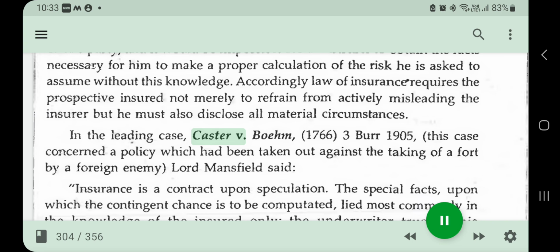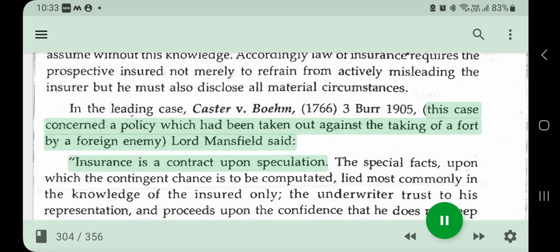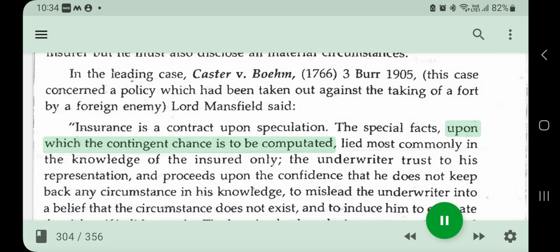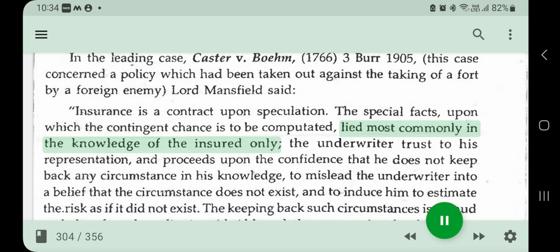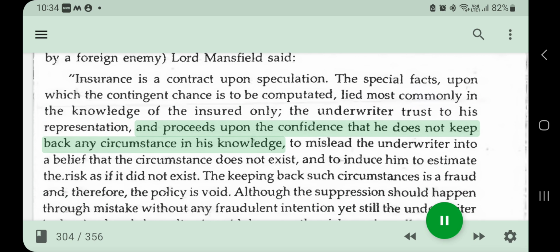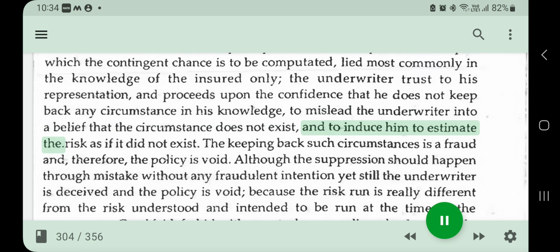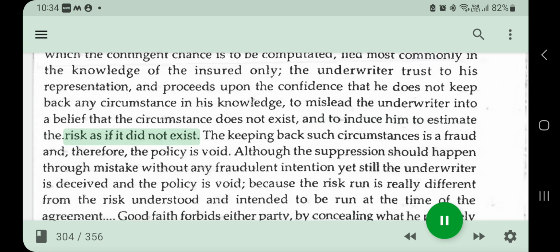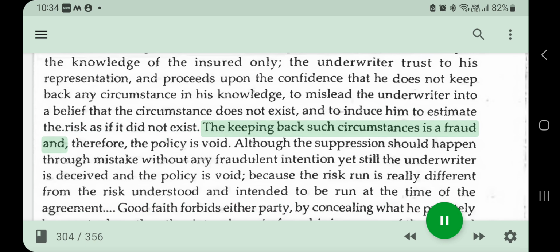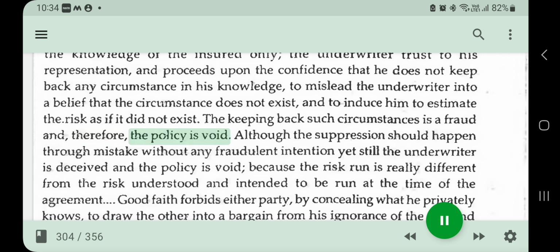In the leading case, Carter v. Boehm, 1766, 3 Burr 1905, this case concerned a policy which had been taken out against the taking of a fort by a foreign enemy. Lord Mansfield said, "Insurance is a contract upon speculation. The special facts, upon which the contingent chance is to be computed, lie most commonly in the knowledge of the insured only. The underwriter trusts to his representation, and proceeds upon the confidence that he does not keep back any circumstance in his knowledge, to mislead the underwriter into a belief that the circumstance does not exist, and to induce him to estimate the risk as if it did not exist. The keeping back such circumstances is a fraud and, therefore, the policy is void.